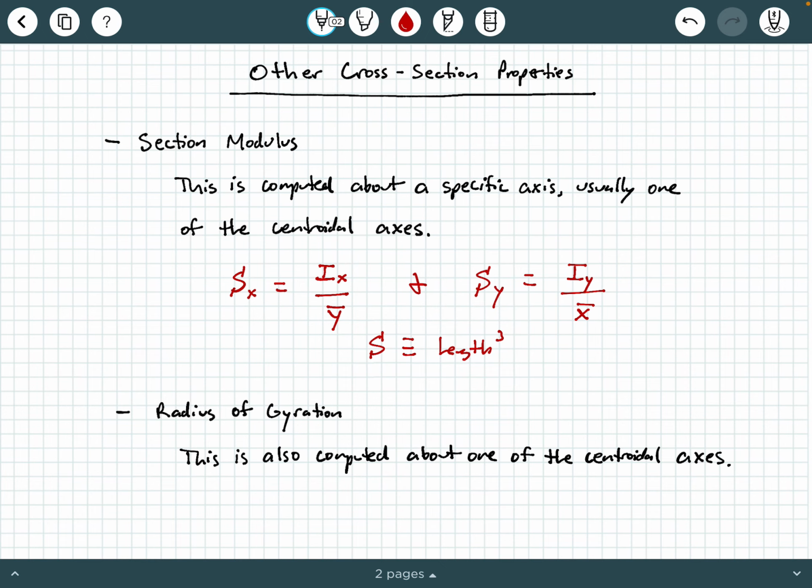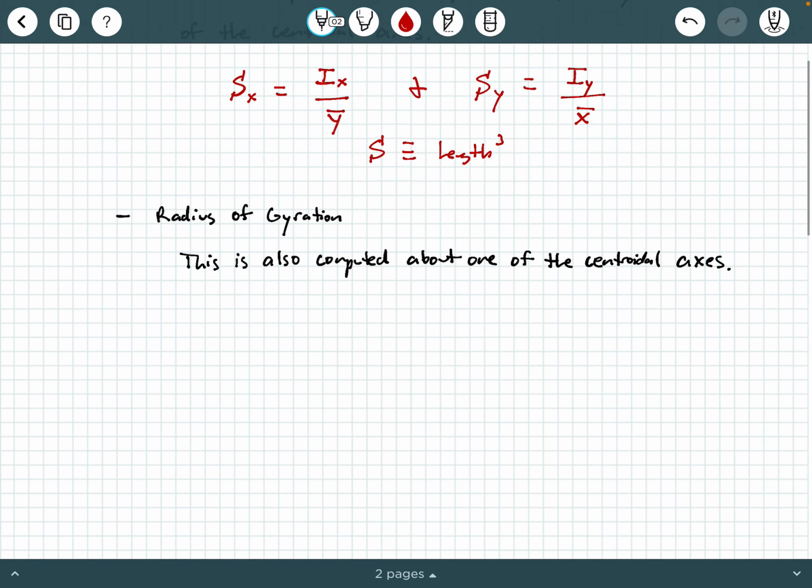So that's section modulus. The next one we're going to briefly talk about is radius of gyration. This is also computed about one of the centroidal axes. And our governing formulas for radius of gyration are the following. We have r sub x equals the square root of I sub x over area A. And r sub y is equal to the square root of I sub y over area A.